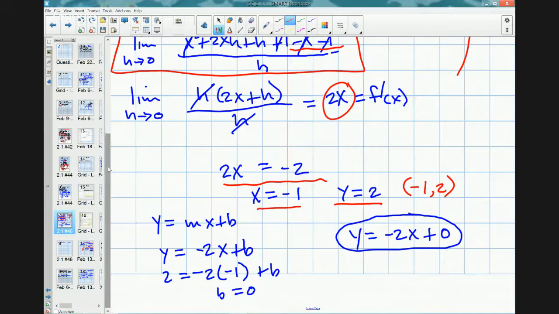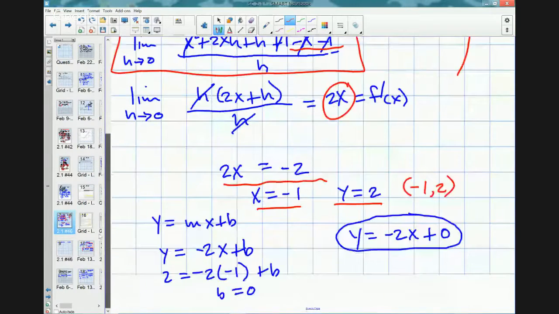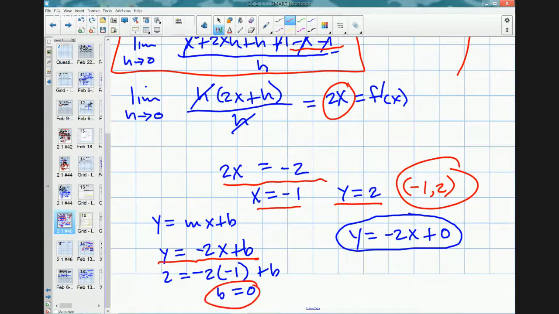Yeah, because we knew it had to be what? Parallel to this. Parallel to that. That slope is -2, so our slope must be -2. So we've got this generic equation. Now plug in the point that we just found, and you can see that the y-intercept this time turns out to be nothing. So there it is, or in slide form, there's the equation that we've been looking for.